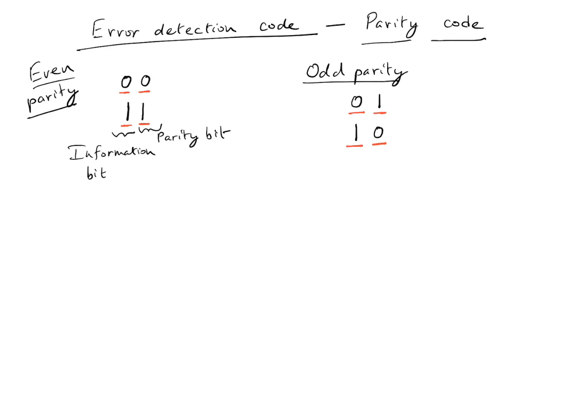So the combination of the information bits and the parity bits together, we call the code word. You have the information bit, you have the parity bit. Similarly here, these are the information bits, these are the parity bits, and together they are called the code words, right? So a coding scheme produces code words which contain information bits and parity bits.